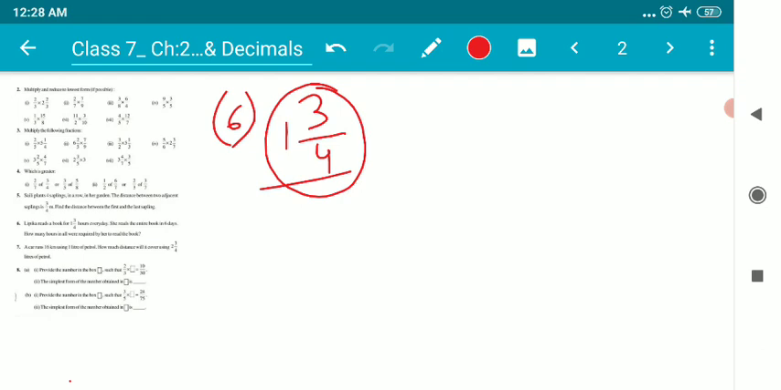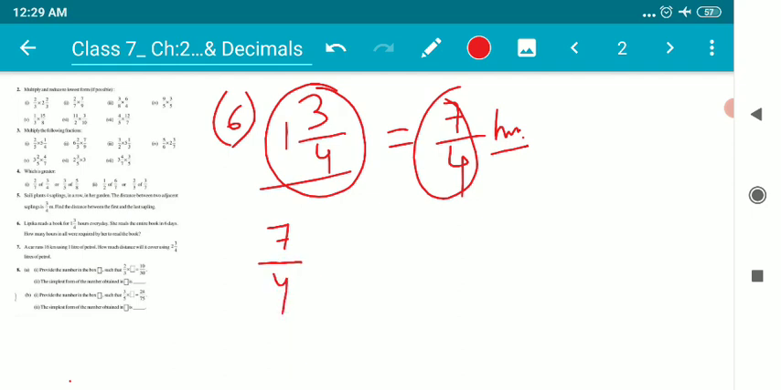Children, we are given the number 1 3/4. Let's convert this number into an improper fraction first. 4 ones are 4 plus 3, 7, so 7/4 hours in one day. So what about 6 days?